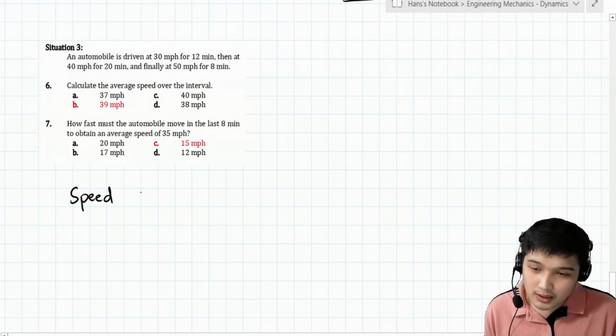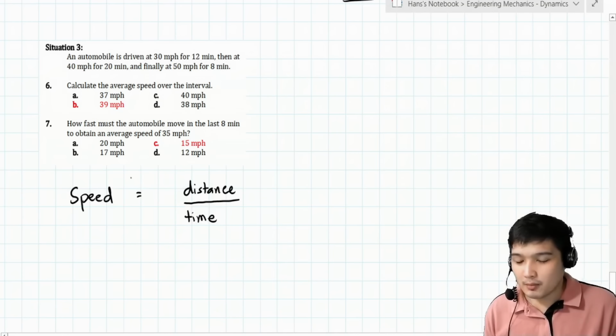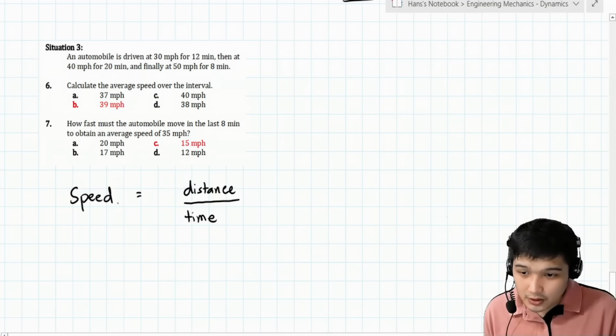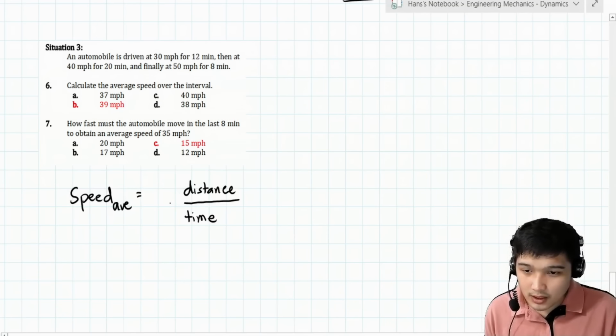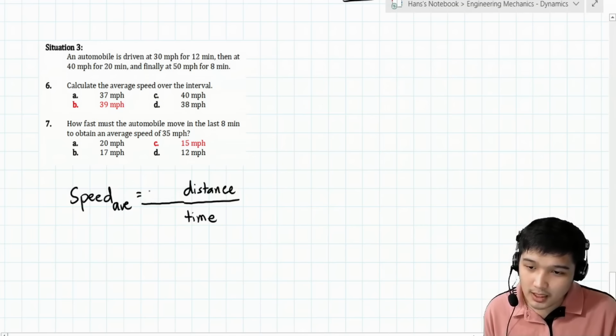Diba that is what? Distance over time. So, lagyan natin. Distance over time. Ngayon, kapag ang tinatanong is average, okay, ang gagamitin nating formula is actually this one lang. Papahabain lang natin yan, hindi lalagyan natin dito. Total distance over total time.